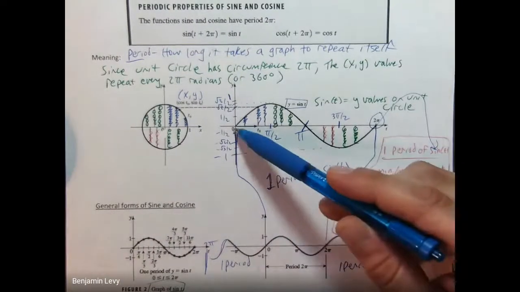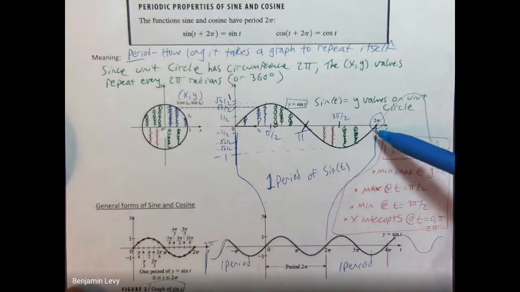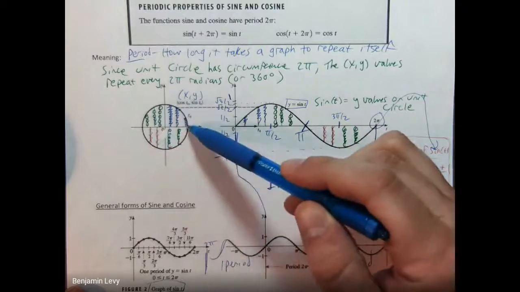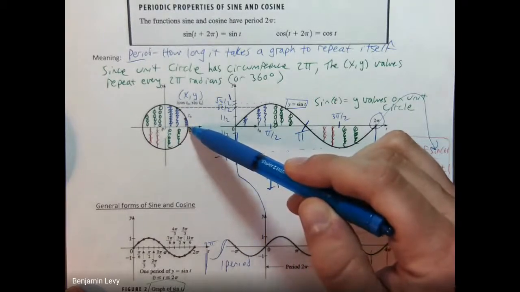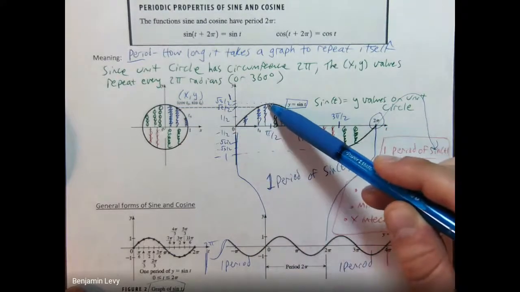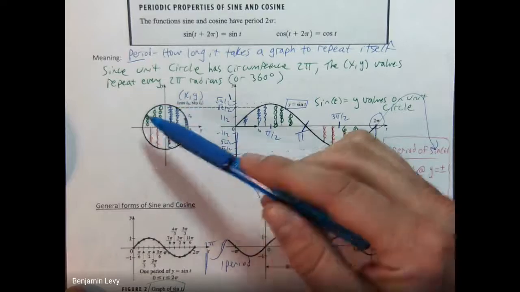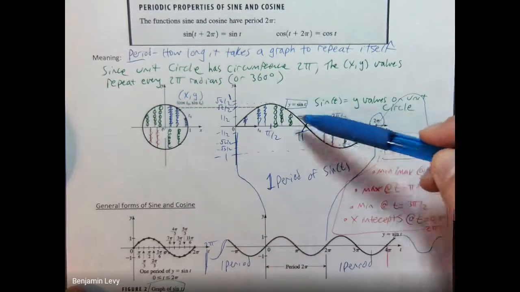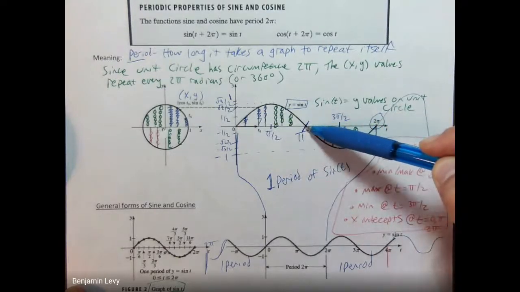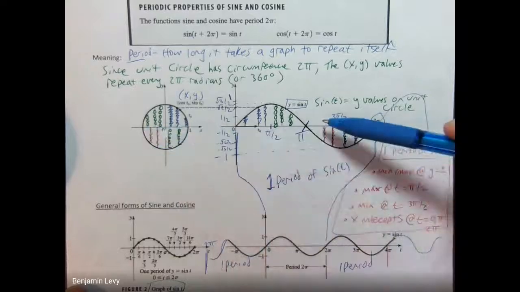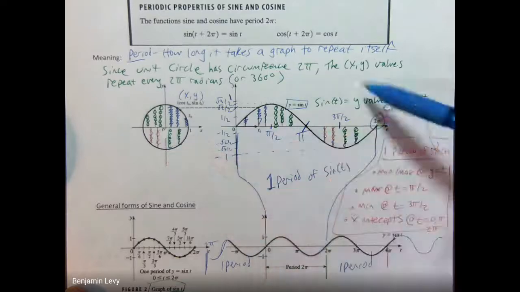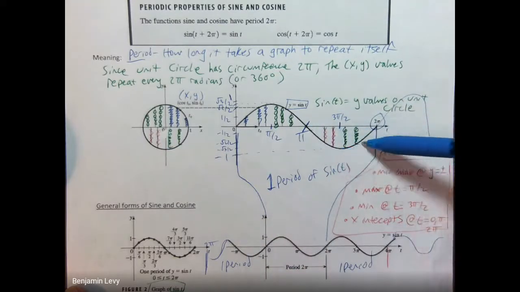Sine has this general shape because it's tracing out the y values on the unit circle. So this is the unit circle right here. The y value at the starting point is 0. The y value then goes up to 1, right? And so it starts at 0 here and then goes up to 1. And then the y value goes down to 0, and that's why this part of the graph goes down to 0. So this first piece of sine is just tracing out the top half of the unit circle, the y values. And then the bottom half of the unit circle is this piece, right? So the y values go down to -1 and then back up to 0.